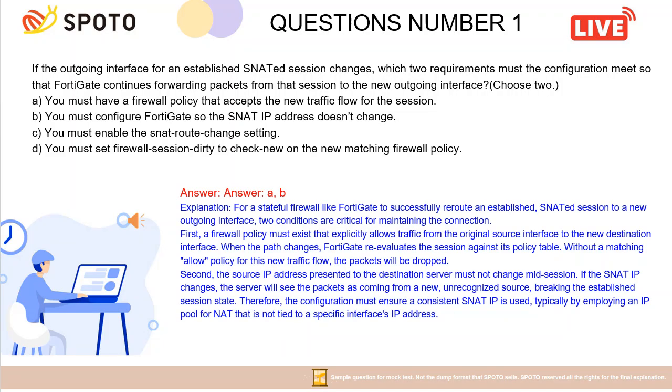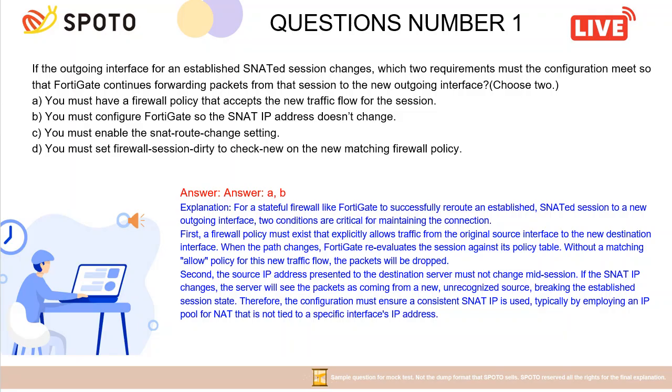Answer A, B. For a stateful firewall like FortiGate to successfully reroute an established SNAT session to a new outgoing interface, two conditions are critical for maintaining the connection. First, a firewall policy must exist that explicitly allows traffic from the original source interface to the new destination interface. When the path changes, FortiGate re-evaluates the session against its policy table. Without a matching allow policy for this new traffic flow, the packets will be dropped.